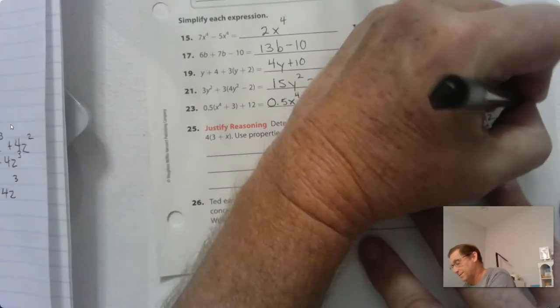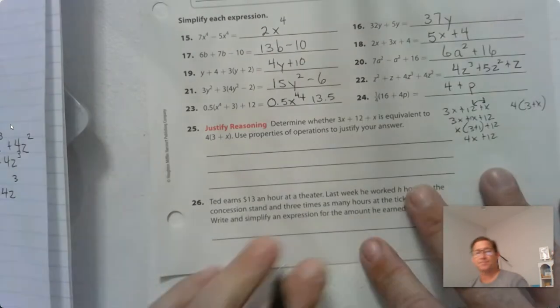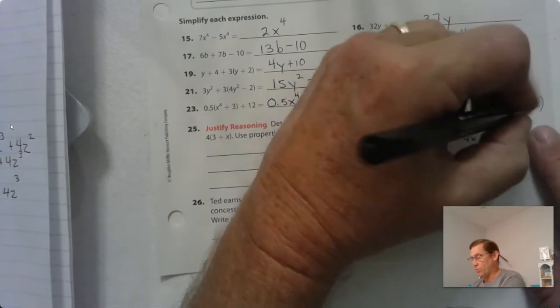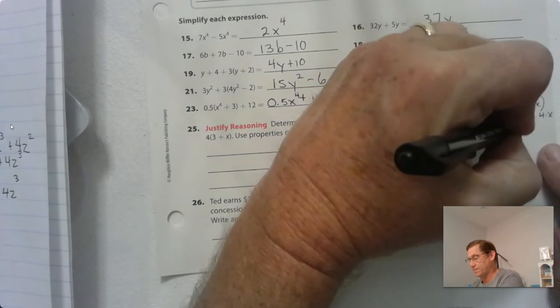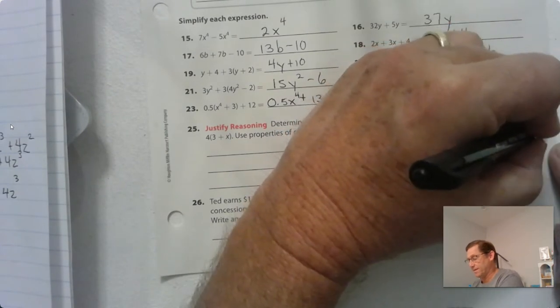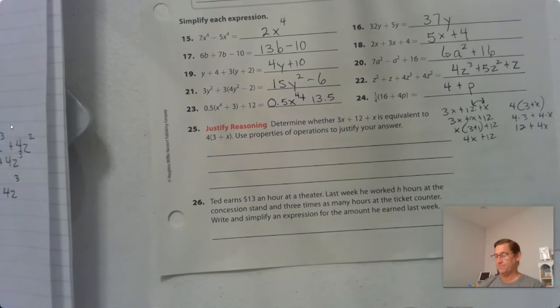And 4 times 3 plus x is the same as multiplying 4 times 3 plus 4 times x. 4 times 3 is 12. 4 times x is 4x. Okay, so they are equivalent.